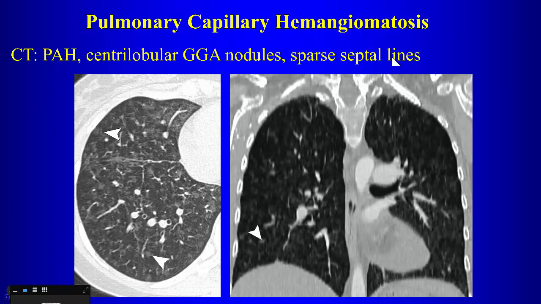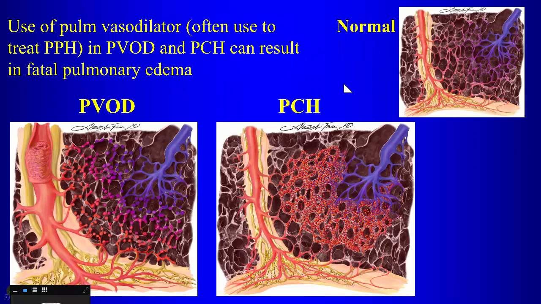Septal lines tend to be less prominent than with pulmonary veno-occlusive disease, so there are more ground glass opacities from the bleeding. Here's an illustration of normal versus pulmonary veno-occlusive disease. The pulmonary veins here are obstructed, right? And that results in pulmonary artery hypertension. With pulmonary capillary hemangiomatosis, the small capillaries proliferate, and that causes a relative obstruction, and that results in pulmonary artery hypertension.